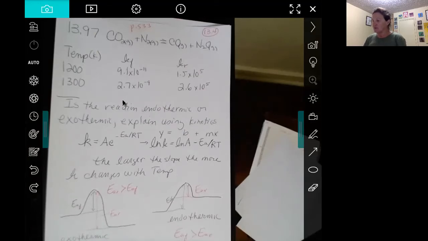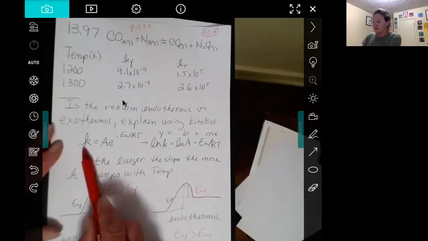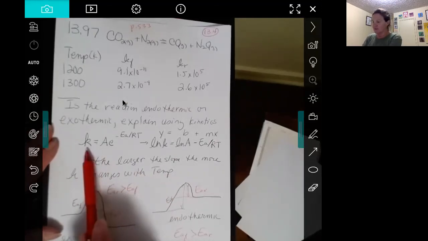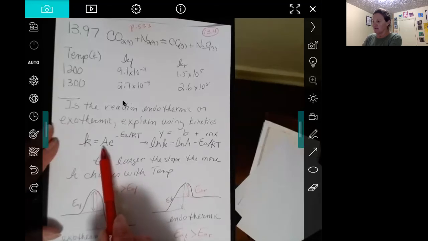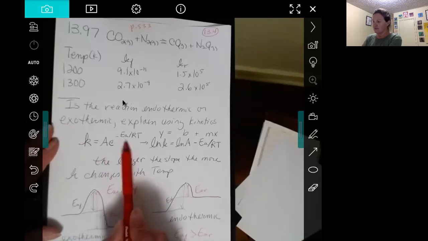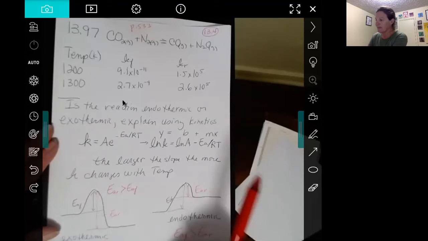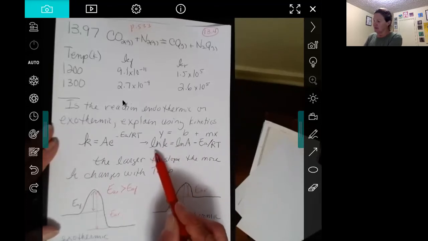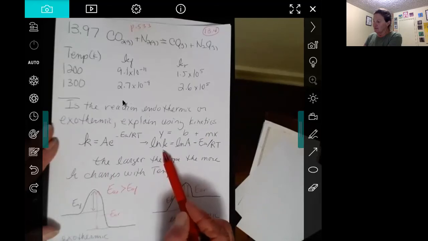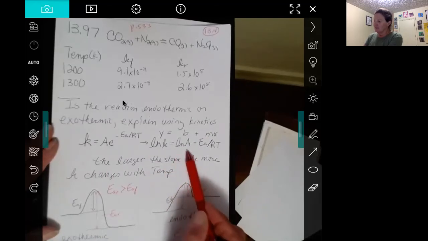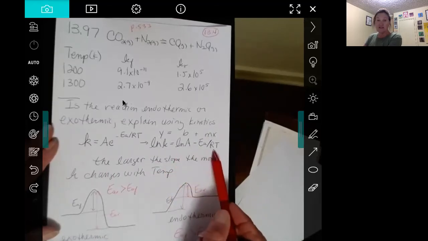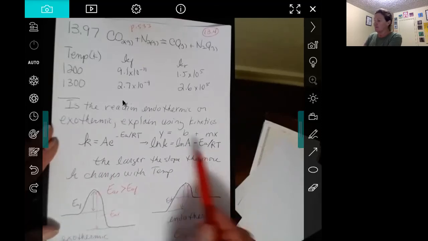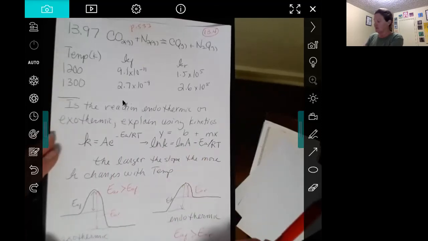So that means we want to explain using the rate constants, not the equilibrium constant. So the Arrhenius equation that we saw in the last chapter says a rate constant is equal to a pre-exponential factor times e to the minus Ea over RT. If you just rearrange that to make it linear, so it's easier to think about mathematically, take the natural log of both sides, you get ln k equals ln A minus Ea over RT. So that was shown to you in the last chapter.